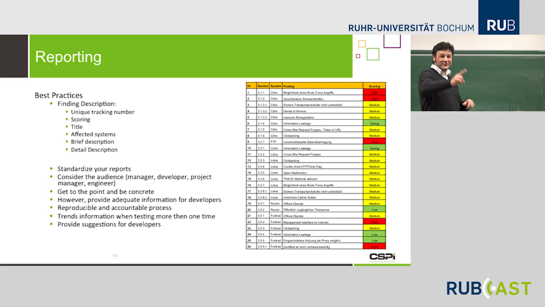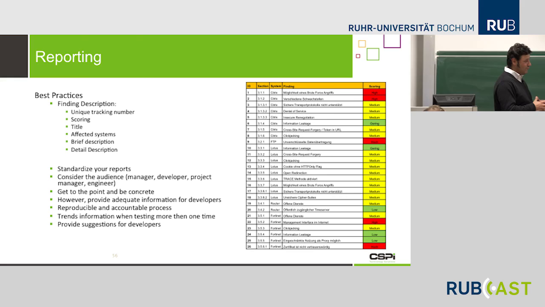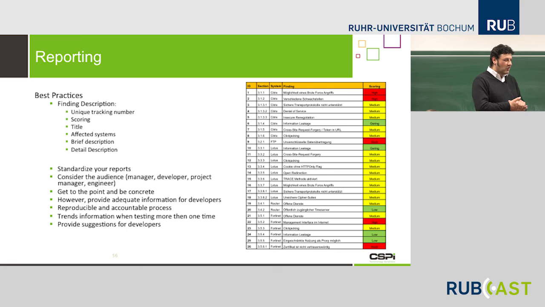Be aware of who is going to read your report at the end. Is it a manager, developer, project manager, engineer? At the end, it's all of them, by the way. Because the manager wants to see what the business impact is. We are talking about technical impact, and for us it's in most cases very high. But the managers are thinking a different way. Maybe there were some technical flaws, but does it also mean a business impact? Sometimes it doesn't. Maybe the application is not revenue generating.